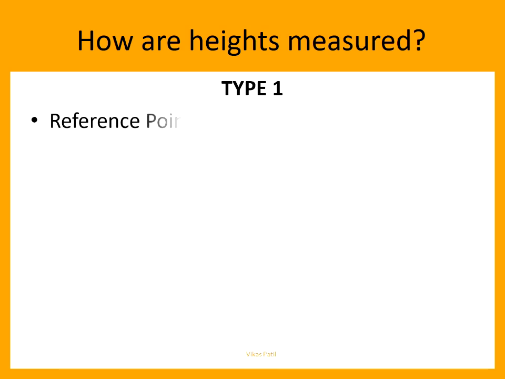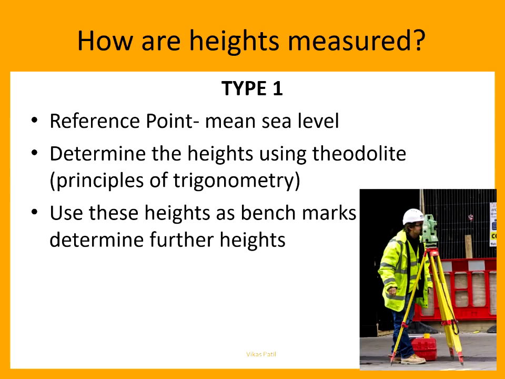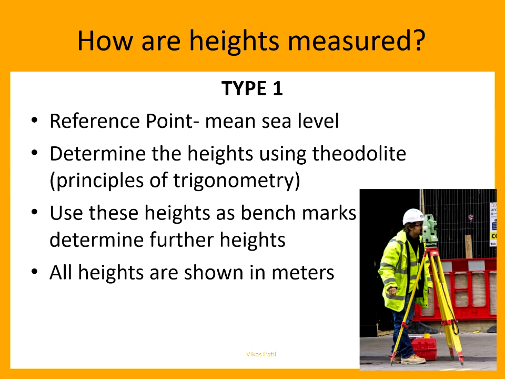In the first method, we take the reference point of mean sea level. Let me remind you, mean sea level remains constant across the globe. Then we use principles of trigonometry to determine the heights of places. Now once we measure heights of certain points, they become benchmarks. And then we measure the heights of other places using these benchmarks as reference. Very important. All heights on the topographical maps are shown in meters.